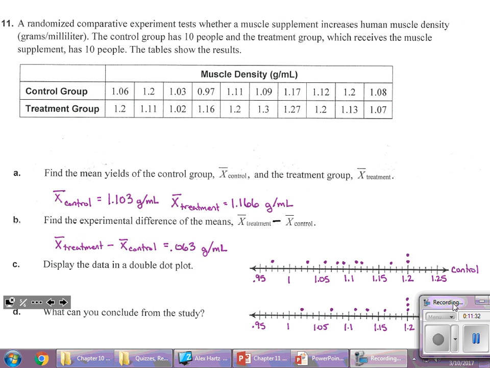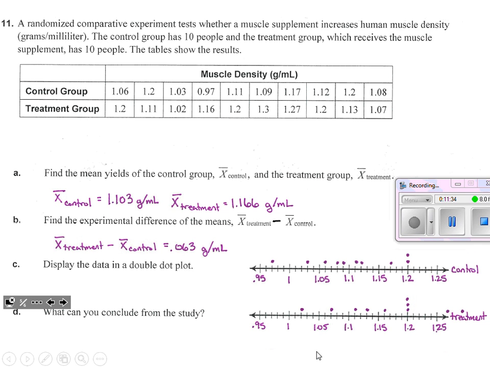Letter C says to display the data in a double dot plot. So I have that over here. I'm just going to slide the window out of the way. All right, so we've taken each value from our table of values and labeled that out by plotting points on these number lines. Made sure that from the control to the treatment group, I didn't change how I labeled those lines. I want to be able to see any movement of those points to the left or to the right. That's going to help show me not only are there any outliers, but also was there a tendency for all of my treatments to be higher than all of my controls, or show a tendency.